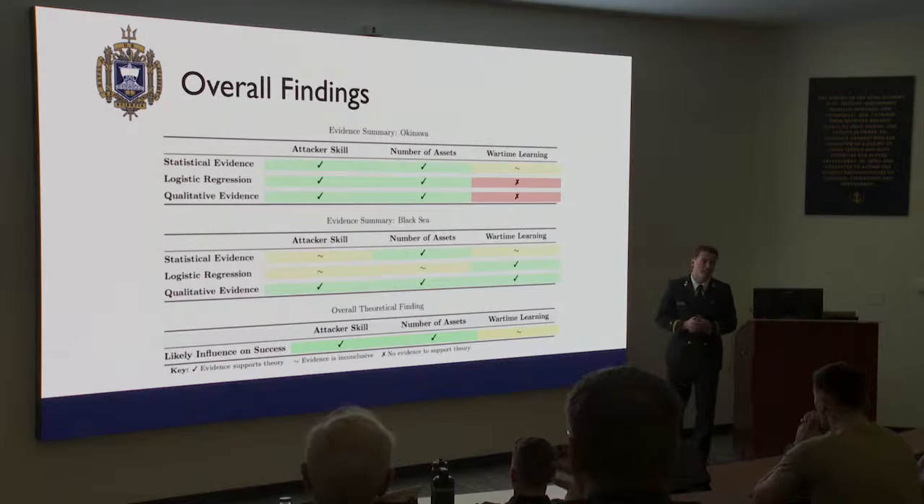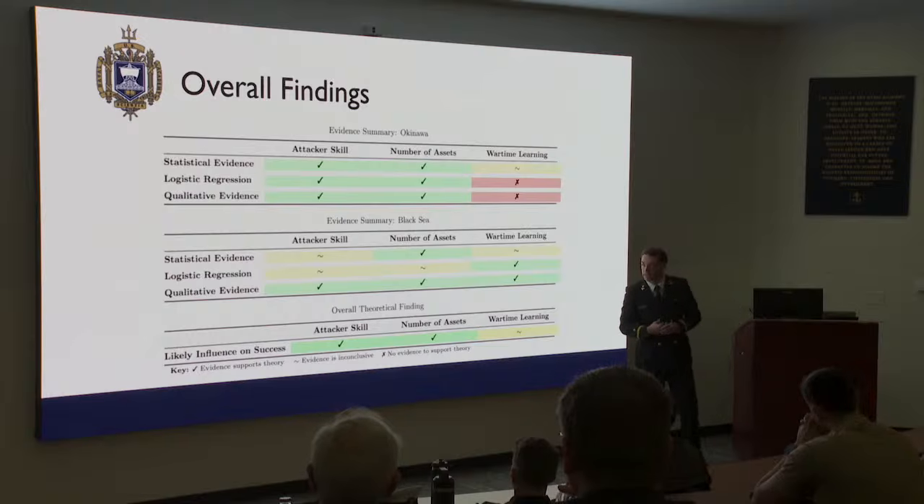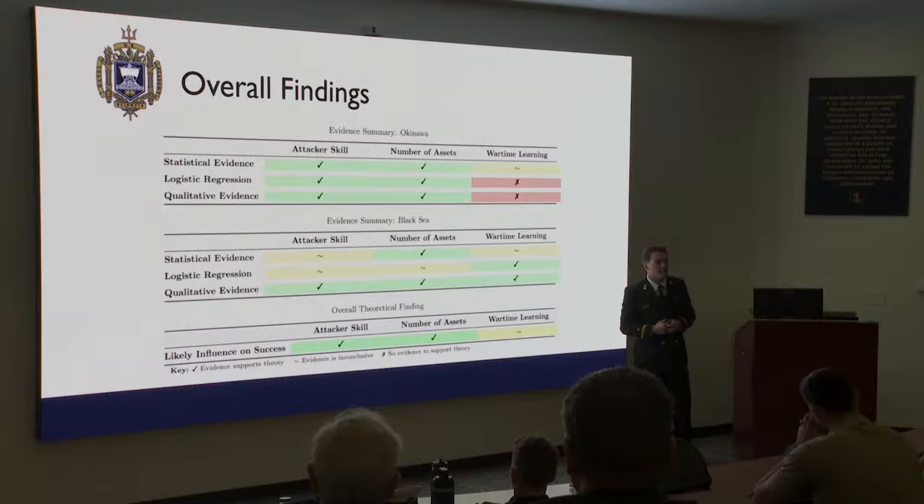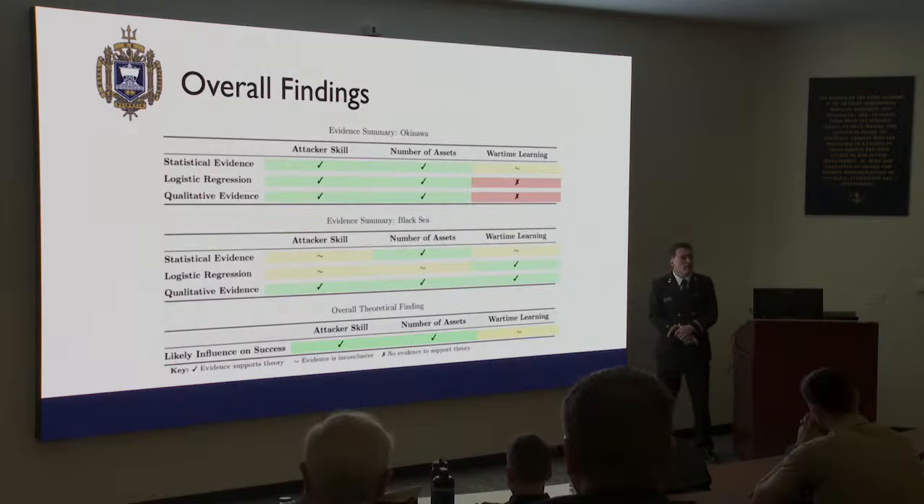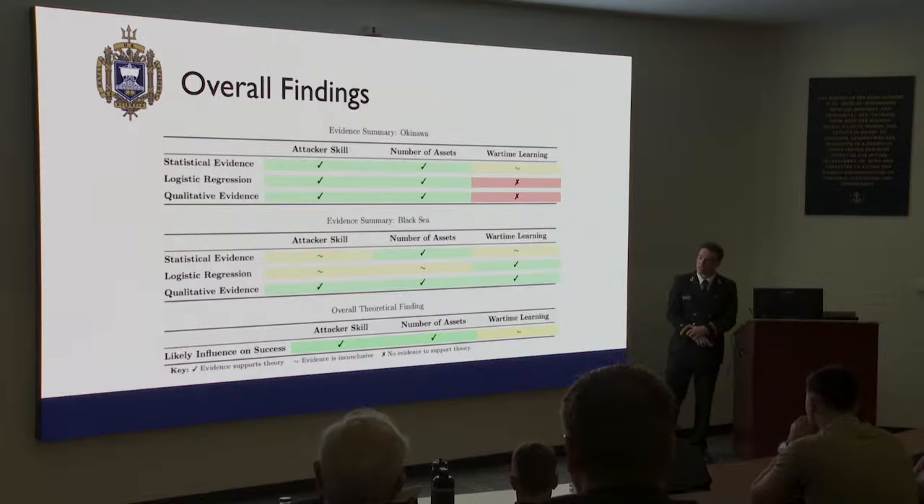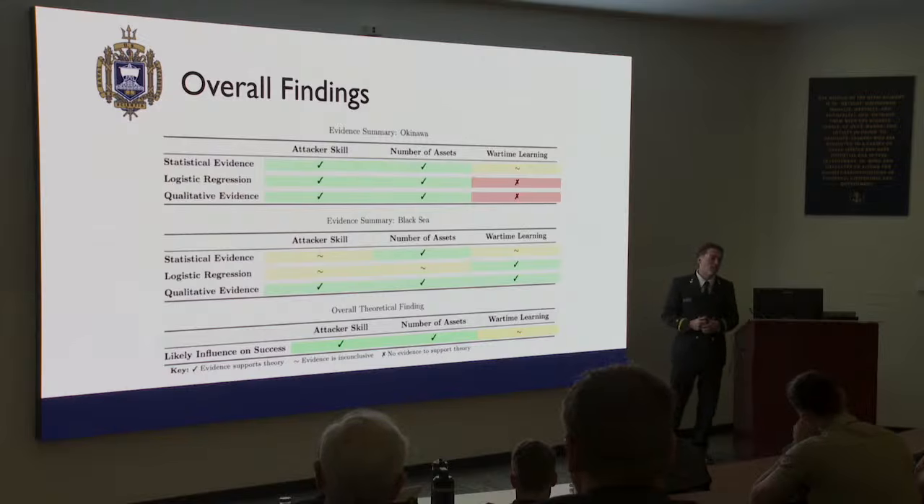Next, for the number of assets school. 5 of the 6 categories of evidence have evidence which supports this theory, and 1 is inconclusive. Because of this, I find that the number of assets used in an attack, specifically mass attacks, has a likely influence on success rates. And then lastly, wartime learning. The evidence is a little more all over the place for this school. A couple categories of evidence support this theory, a couple do not, a couple are inconclusive. So because of this, I find that it is inconclusive based on the data that I've collected if wartime learning has an influence on success rates.